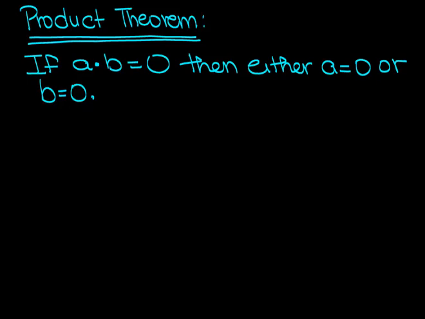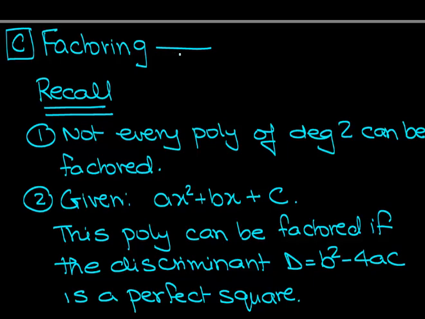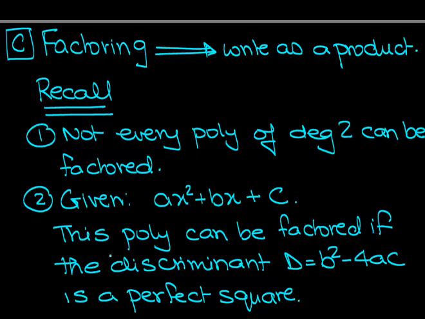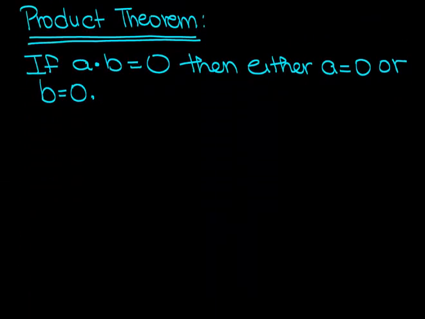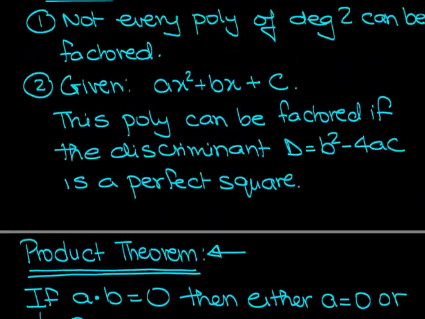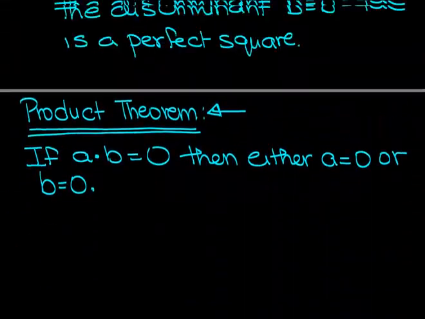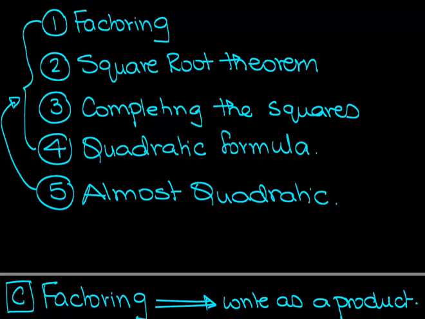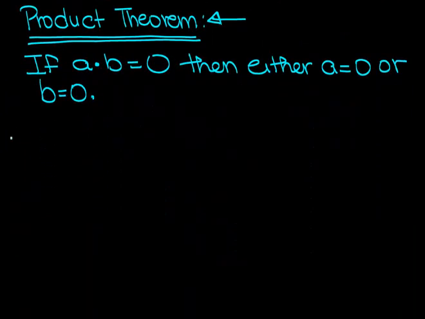And the reason for that is because, if you recall, what factoring lets you do is write something as a product. And as soon as you write something as a product, we can use the product theorem. So that's the nice thing about factoring. Okay. Now, before I go any further, I do want you to realize that not every polynomial can be factored, like I said. So there are other methods we do need for that reason. Alright, so let's take a look at ones that we can do.